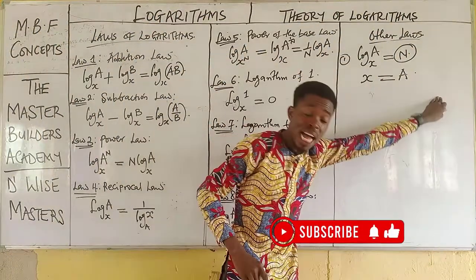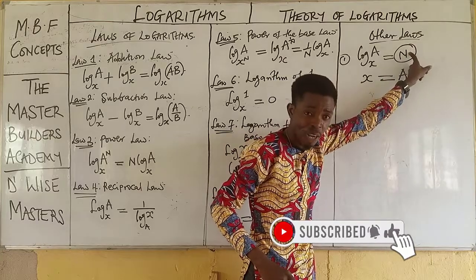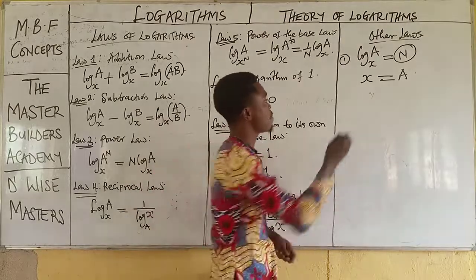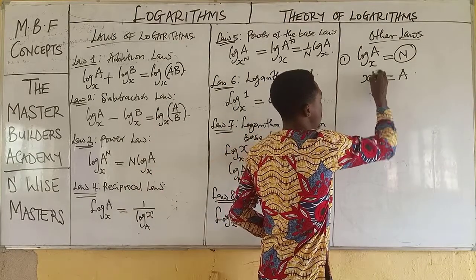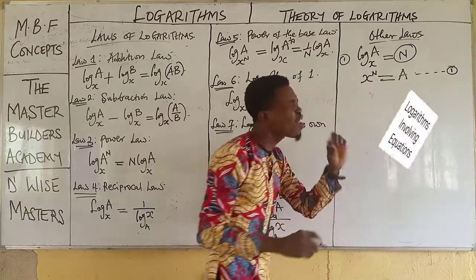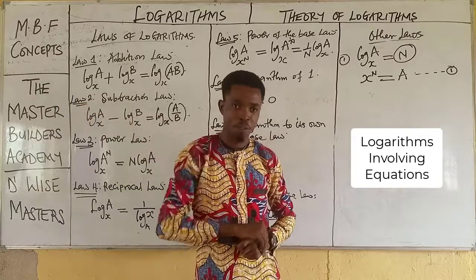Equate the base to the number, after which what you have at the right hand side here without log will now become the power of the base. Therefore, this becomes s raised to the power of n. We can call this equation 1 under logarithms involving equations.